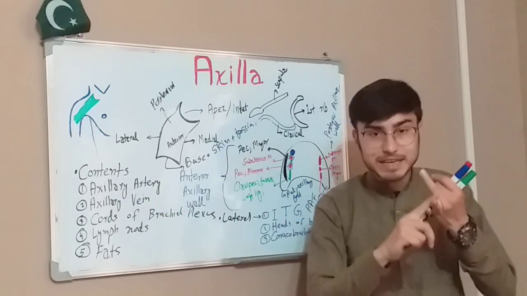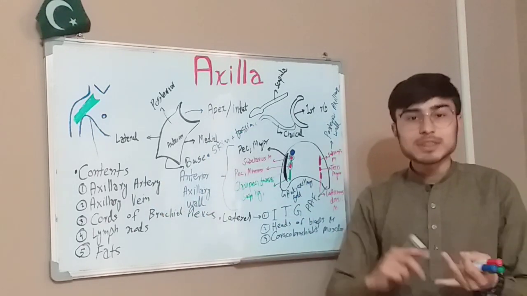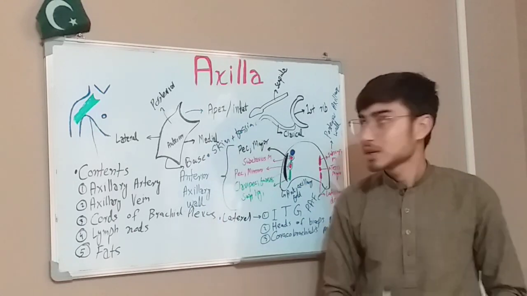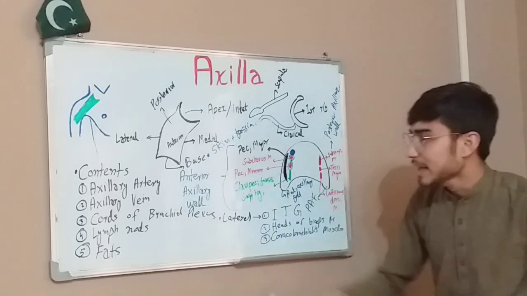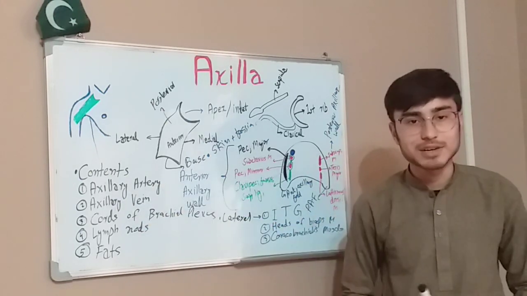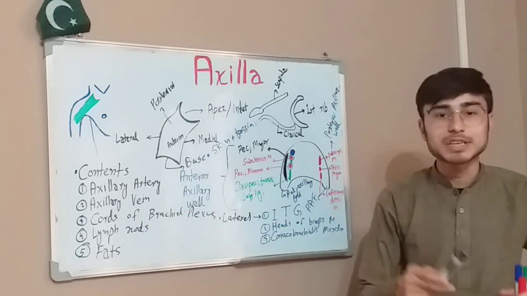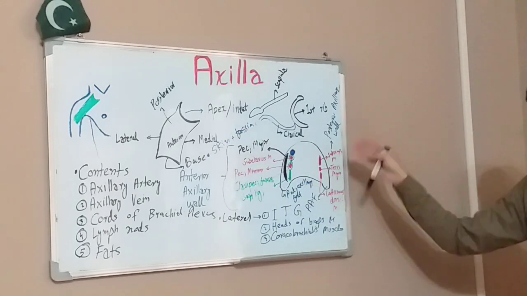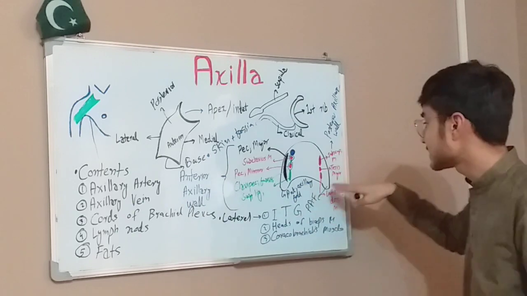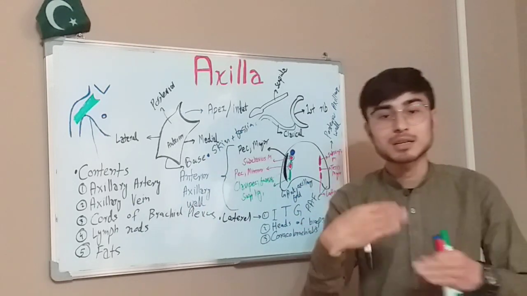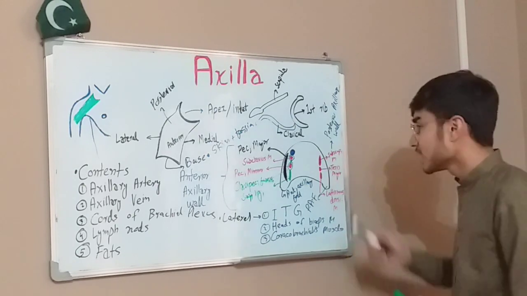First of all, we have the axillary artery. When the subclavian artery crosses the lateral border of the first rib, then we call it the axillary artery. And the axillary artery terminates at the teres major muscle. When it crosses the inferior border of the teres major muscle, it becomes the brachial artery.